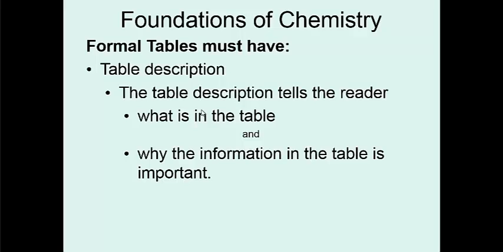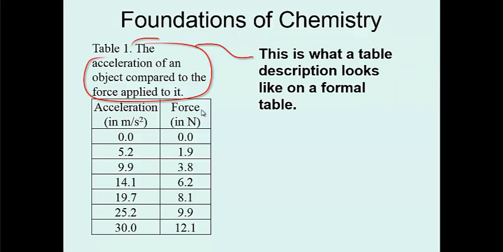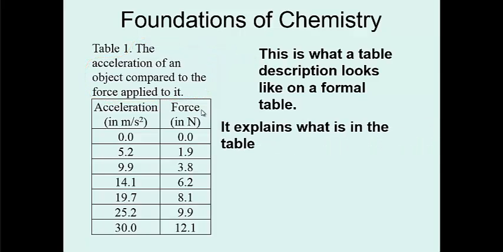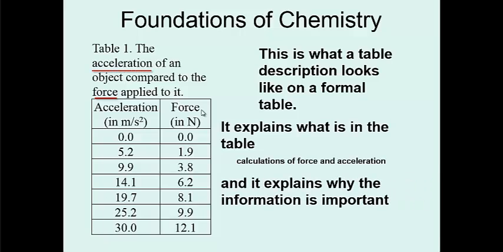It should be 1 or 2 sentences. 3 sentences is kind of overkill usually, but sometimes it may require 3 sentences. Okay, but you don't want to overdo it. Try to keep it simple, but be thorough, and that's the balance in the sciences: being simple but being thorough. So this is what a table description looks like. In this case, this table is about physics. It says the acceleration of an object compared to the force applied to it. It explains what's in the table, calculations of force and acceleration, and it explains why the information is important, the comparison of force to acceleration. So in this case, it's important that you know how they are related.